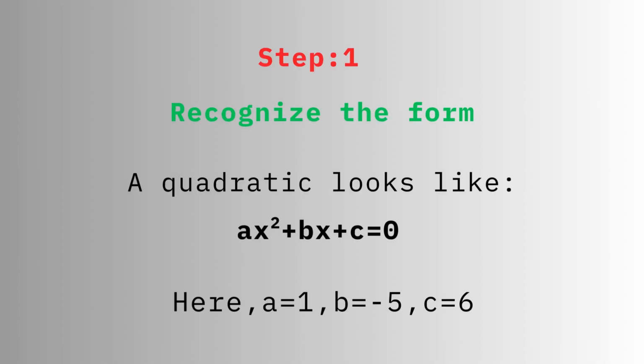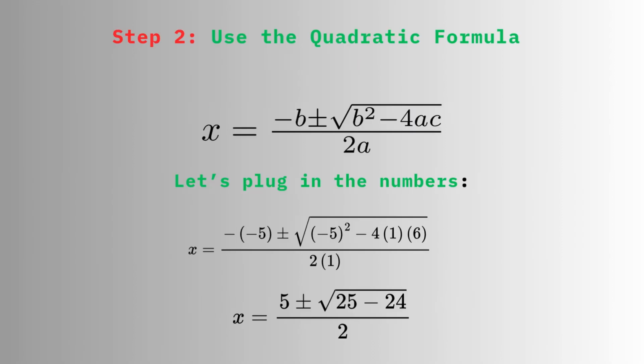Step 1. We'll use the quadratic formula, which works for any equation of the form ax squared plus bx plus c equals 0. From our equation, we identify a equals 1, b equals negative 5, and c equals 6. Step 2. The quadratic formula is x equals negative b plus or minus square root of b squared minus 4ac divided by 2a.